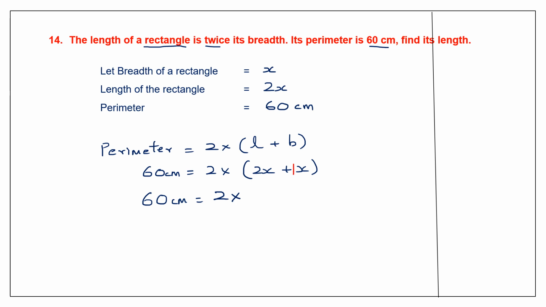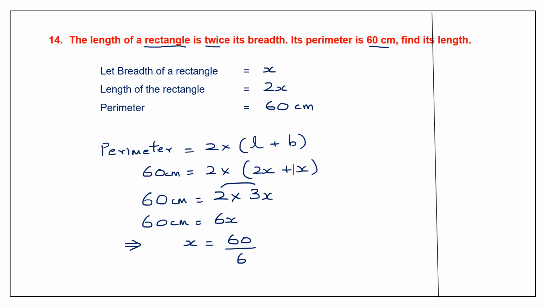So this is 2 plus 1, which is 3x. So 2 into 3x. So 60 centimeter is equal to, let's multiply the numbers. 2 3s are 6, 6x. So 6x is equal to 60 centimeter. That means x is equal to 60 centimeter divided by 6.